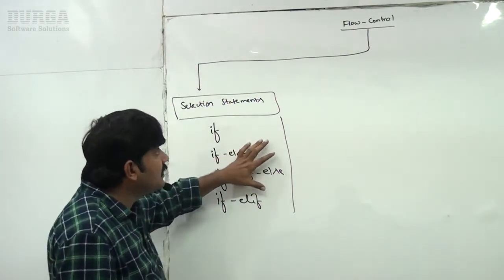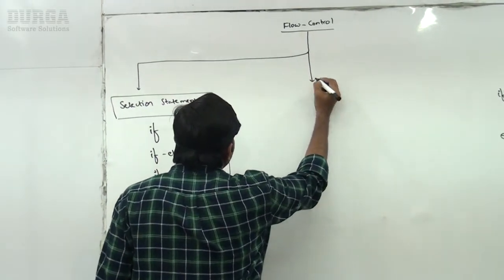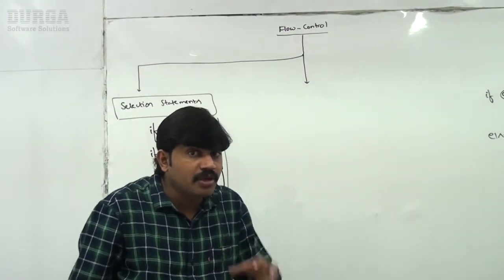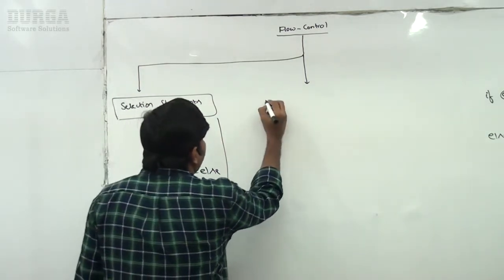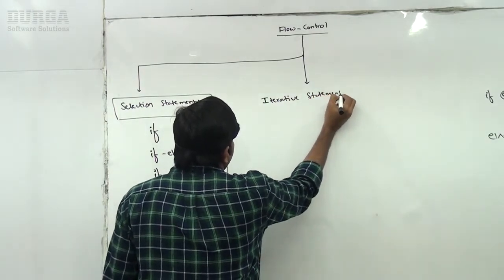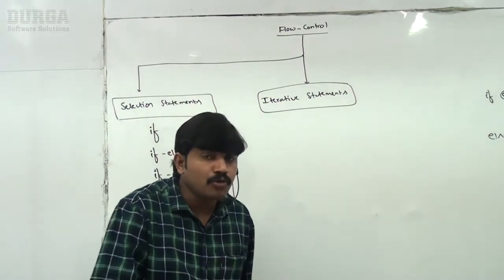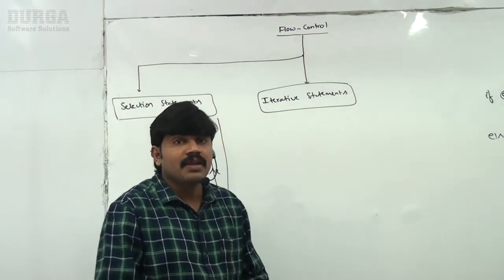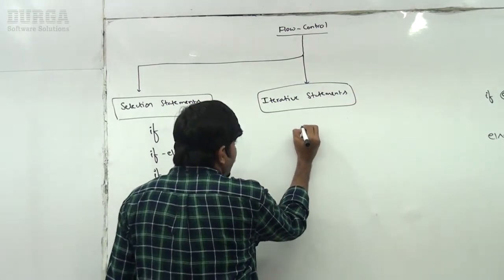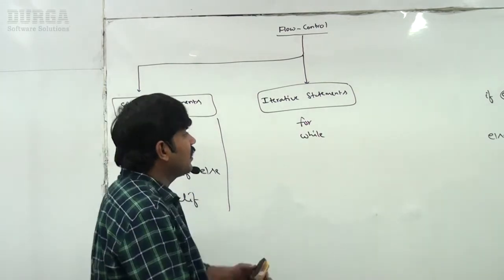I'm just explaining the agenda for our flow control topic. Next, sometimes a group of statements is required to execute iteratively. Such statements are called iterative statements. Which are the iterative statements? The for loop and after that the while loop. These two are the iterative statements we have.